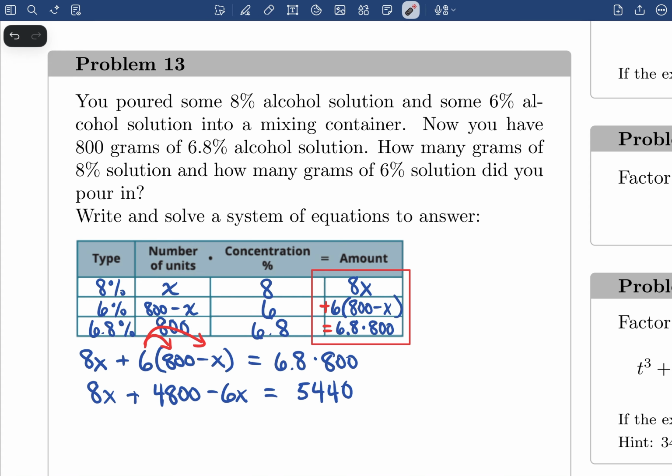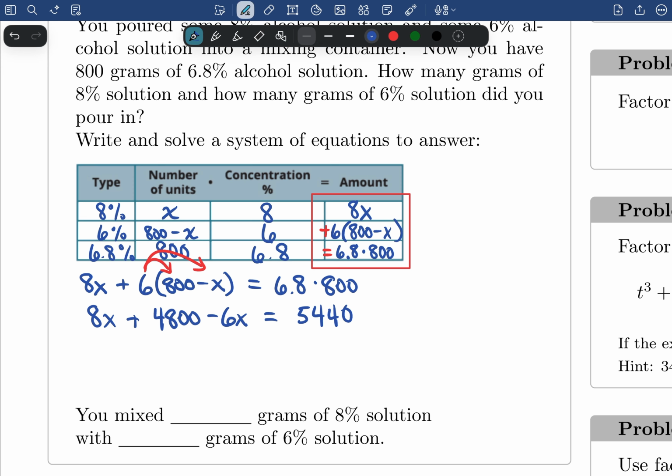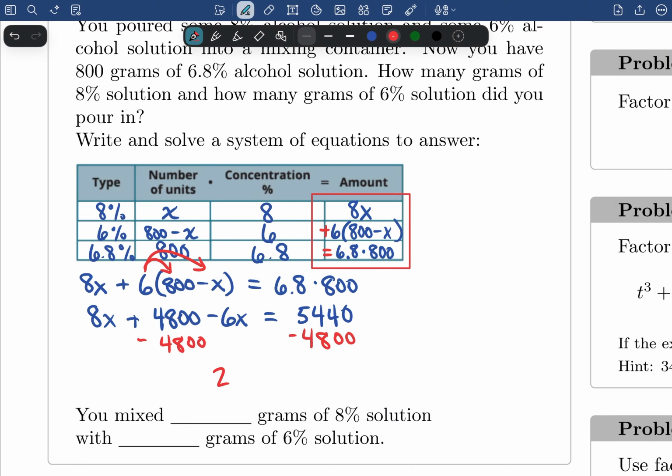So now I've cleaned up my equation to this point here. And I see this is a linear equation. And I can solve this linear equation for the variable x. I can combine these like terms here and here. I can subtract this constant to the other side. So I'll get that stuff done right now. I'm subtracting 4,800 from left to right. I'm combining 8x minus 6x, which gives me 2x. Okay. And I find 2x is equal to, well, 640.